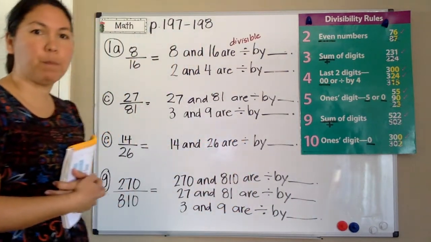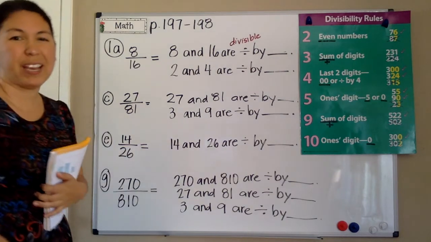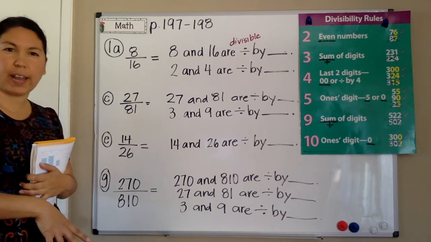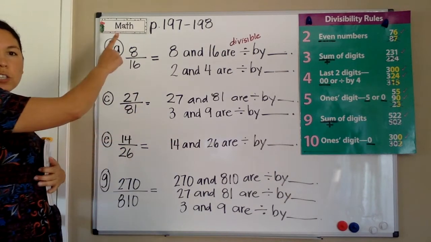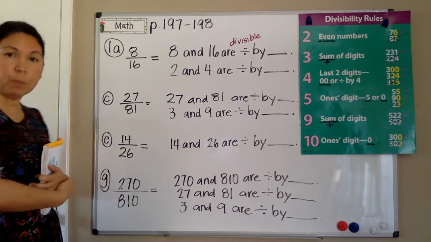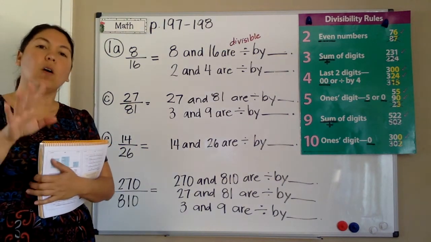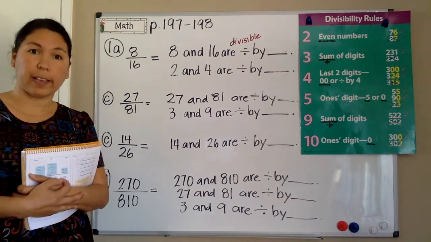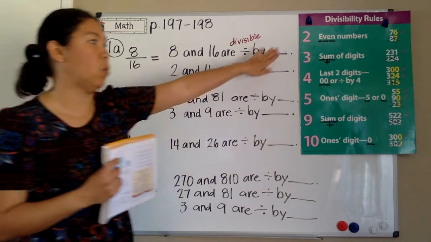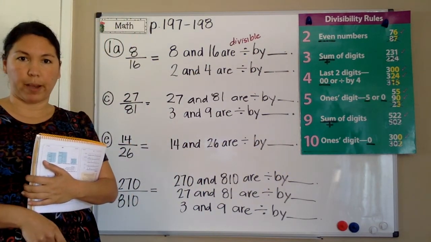Now you can see on the board that I tried to write as much as I could, but because it takes up so much space, I'm going to have to erase and I'll put the next set up. So we're going to do 1A, C, E, and G together, and then I'll erase the board and we'll start the other ones, okay? Now, when we're checking if these fractions are divisible by one of these numbers, we're always going to start with the biggest number on the bottom.